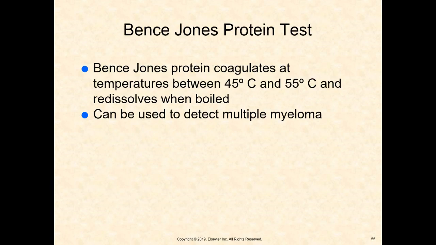The next one is a Bence-Jones protein test. This is a type of protein that coagulates between 45 and 55 degrees, and it redissolves when you boil it. That's typically not the main way that we test for that anymore, but that's kind of the old gold standard. This can be used to detect multiple myeloma. Multiple myeloma is kind of a cancerous situation where the body makes boatloads of abnormal proteins, and it can really gum up your body, for lack of better words. You have these types of lymphocytes that just produce tons and tons of abnormal proteins. That's multiple myeloma.